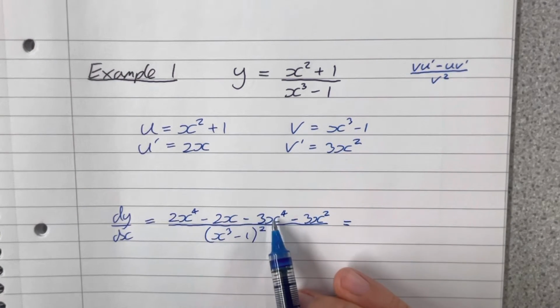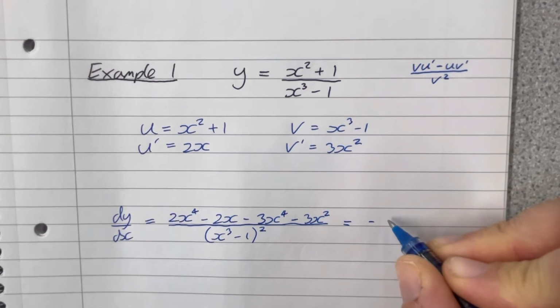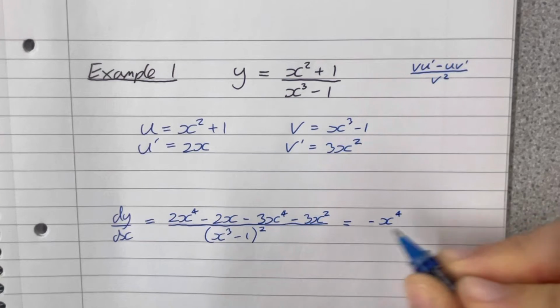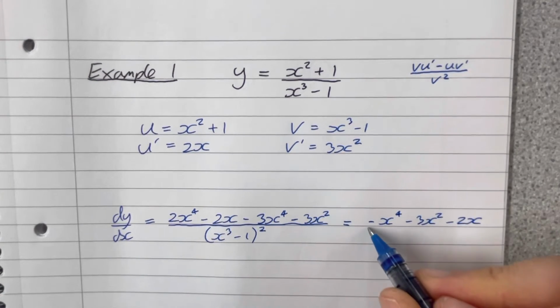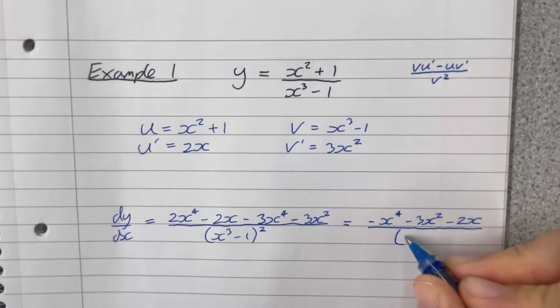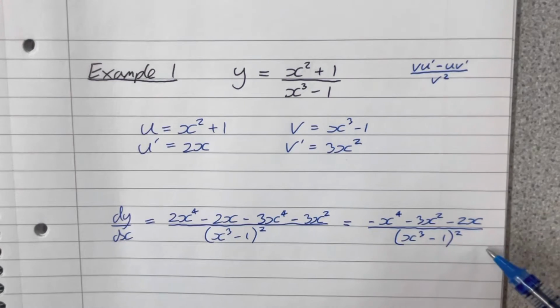2x to the 4 minus 3x to the 4 is going to give me minus x to the 4, and then I've got my minus 3x squared and my minus 2x as well. Leave the bottom factorised, it just looks a bit nicer than trying to multiply it all out. That's it.